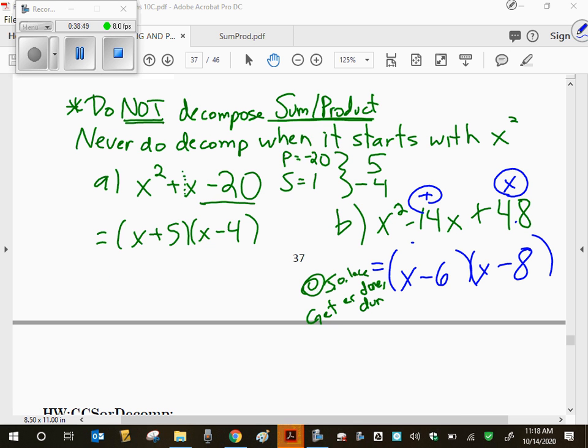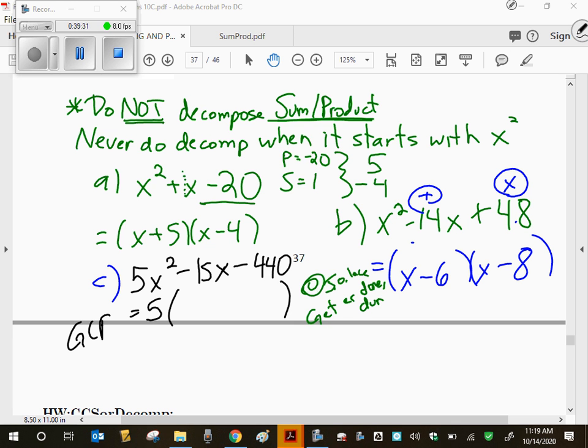This one, I can understand if you decomp because it does start with a 5x squared. Let me use a different color. So 5x squared, subtract 15x, subtract 440. So this one does start with a 5x squared, so it kind of looks like decomp. But remember, what's the first step to factoring? Always, can you take out a GCF? And this one you can. Everything divides by 5. So this one isn't a decomp. It's a GCF sum product.